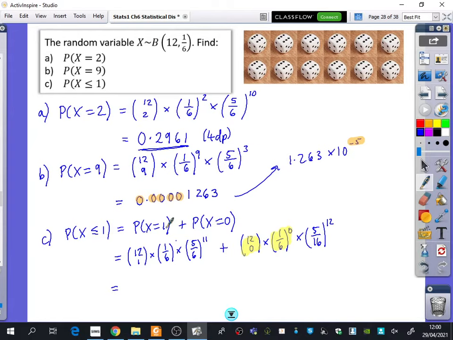So this first bit I've got is 0.26918 rounded to 5 decimal places. And then I'm just going to do 5 sixths. Oh, I've did 5 sixteenths. No one spotted that. 5 sixths to the power of 12. And that's 0.11216. So if I just add those for the 4 decimal places, I get 0.3813. I'm hoping that's what you got when you did it, even if you did the whole thing on the calculator. So it's quite a strong chance. There's a 38% chance of getting a 1 or a 0. Even more chance than getting exactly 2.